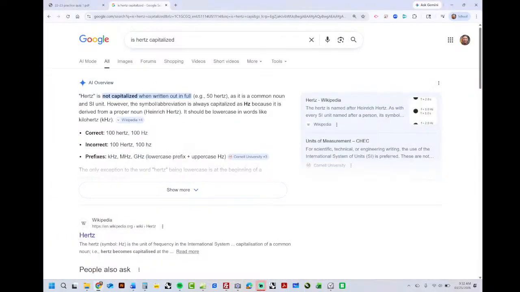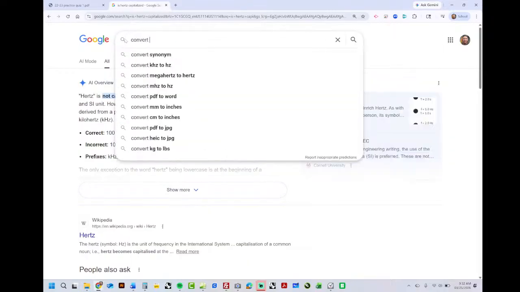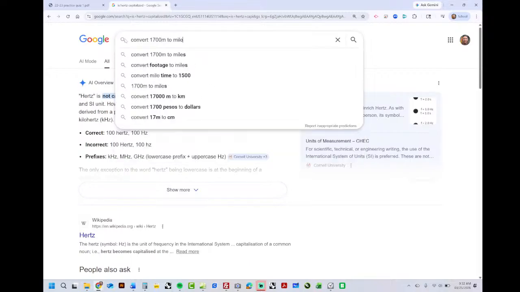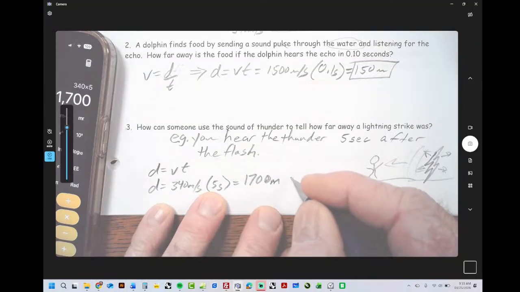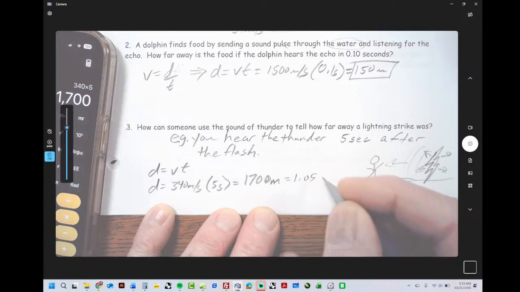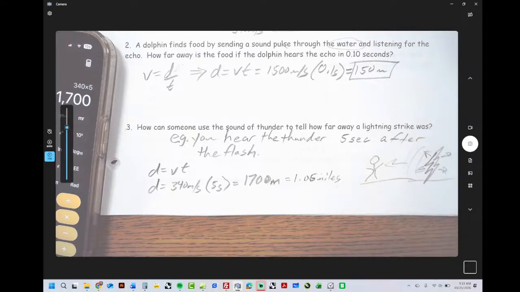I'll just convert 1,700 meters to miles. 1.056 miles. So I don't know about your parents, but what my mom told me was if you count to 5 after the thunder, how far away is the lightning? What do you think? 5 miles is what she said. So it's not really that.